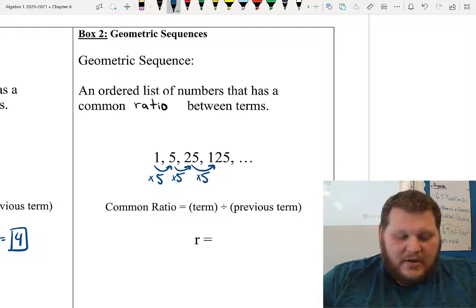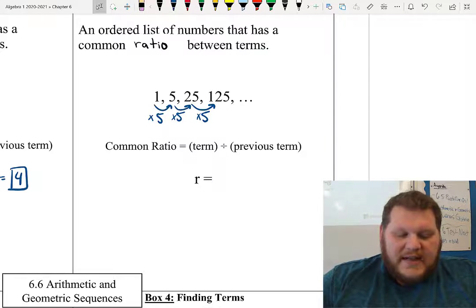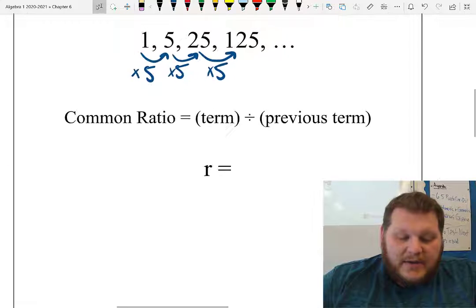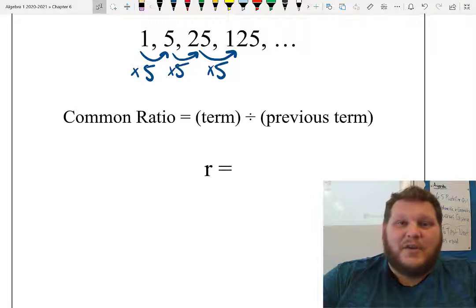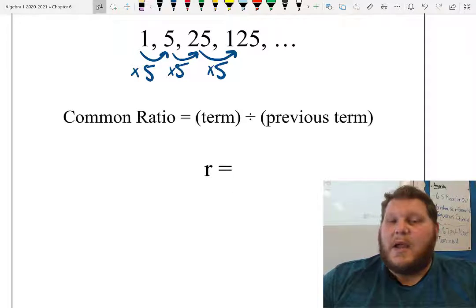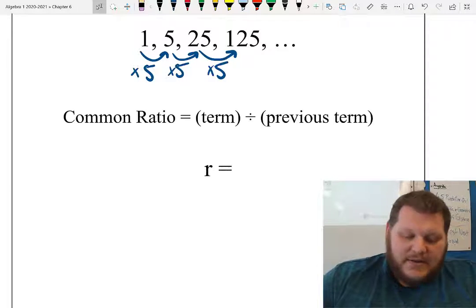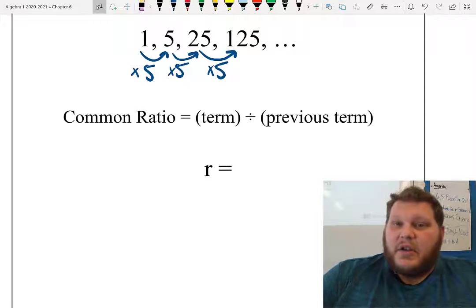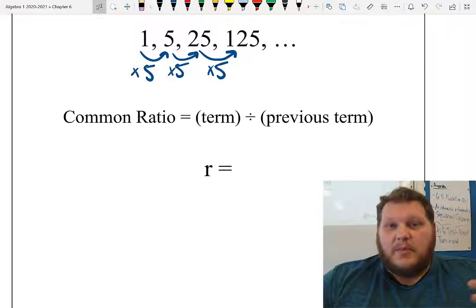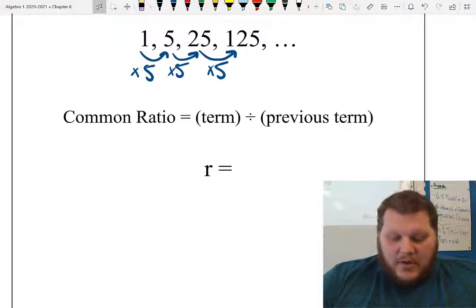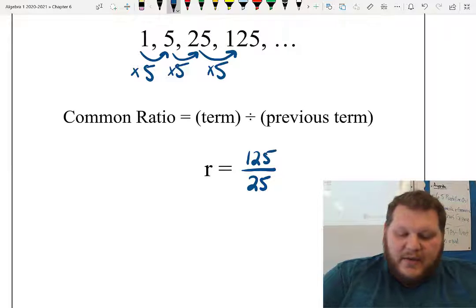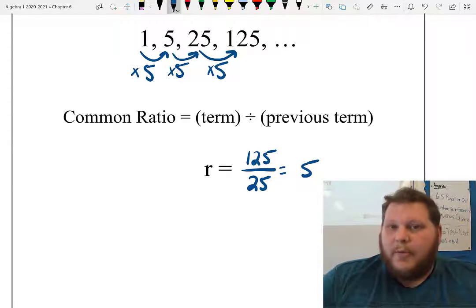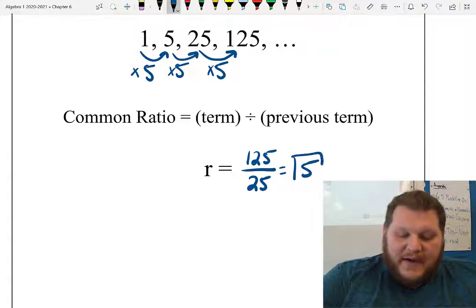Again, I have that shortcut here, that formula. If it's not apparent to you what the multiplier is, which sometimes might be a little bit confusing, maybe it's a decimal or a fraction and it's not easy to see what that pattern is, you can do division of a term divided by the previous term to figure out what that multiplier is. So I could take here 125 divided by the previous term, which is 25, and I would get what my common ratio is, what that multiplier is, positive 5.